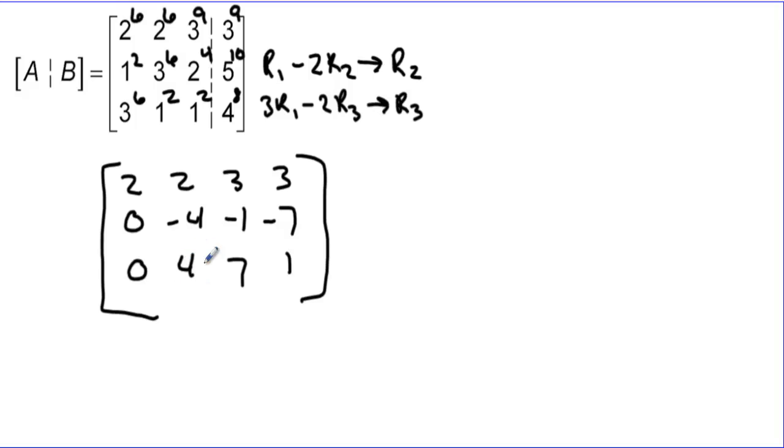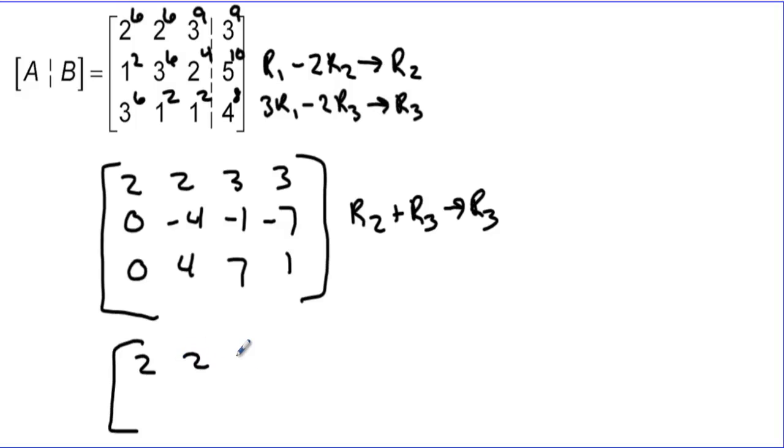Now I need a 0 here. We can take row 2 plus row 3 and replace row 3. We have 2, 2, 3, and 3. 0, negative 4, negative 1, negative 7. Then we have 0, 0, 6, negative 6.